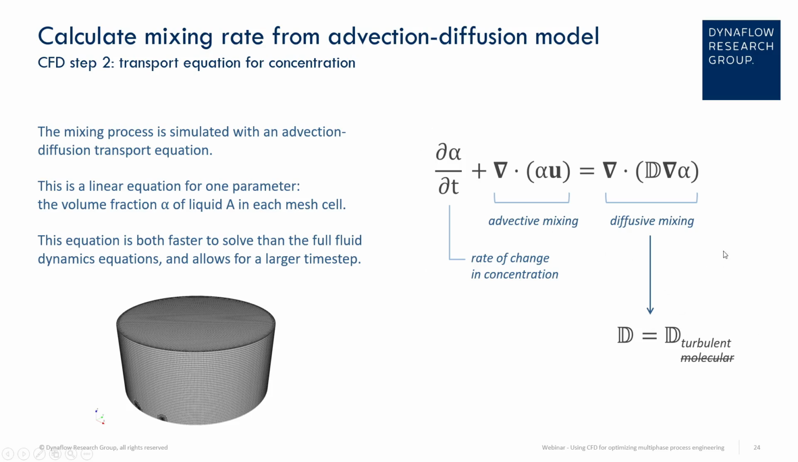Now this partial differential equation is a linear equation for one parameter, alpha. So this equation is both faster to solve than the full fluid dynamics equations, and it also allows for a larger time step because there are no nonlinearities. And that means that it's much easier with this equation to solve a period of multiple hours to see whether or not you converge to a fully mixed tank.